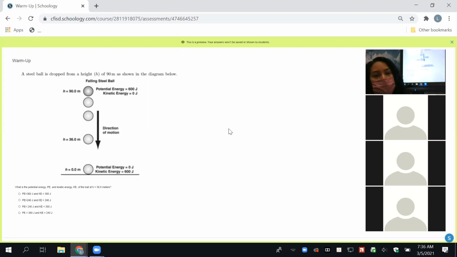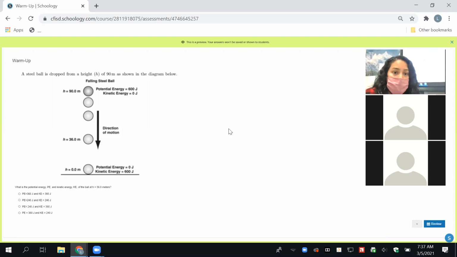Okay, all right. So for this problem, it's a steel ball that's dropped from a height, and then it shows you at the top that it has all potential energy, right? And that the kinetic energy is 0. And then as it falls, that potential energy turns into kinetic energy. And at height equals 0 at the very bottom, right as it hits the ground, its potential is 0 because it has no more height, and its kinetic is 600. So based on that knowledge, you know that the total energy of the system is 600.